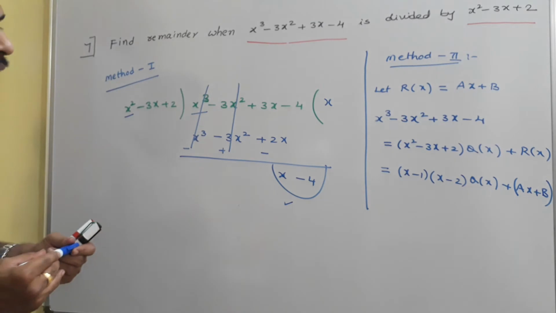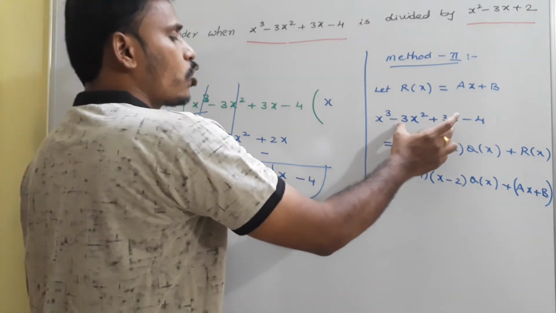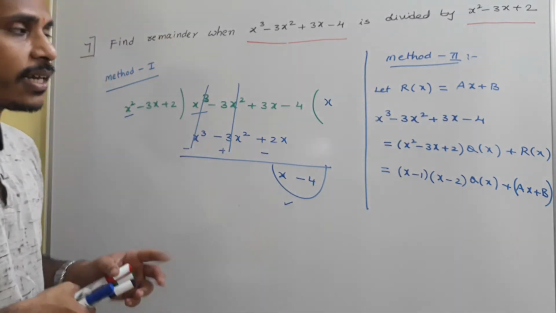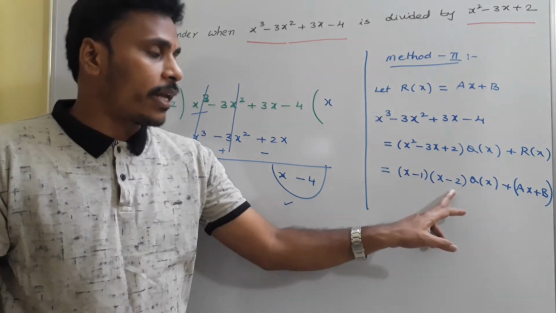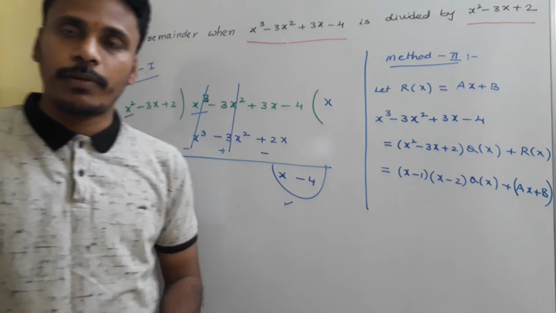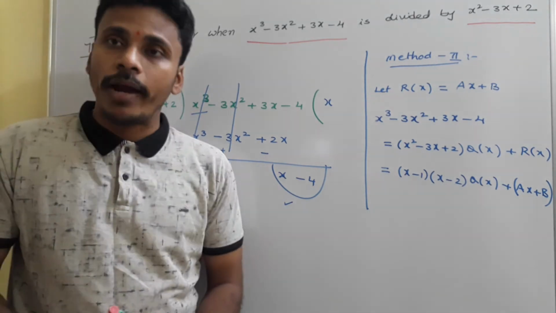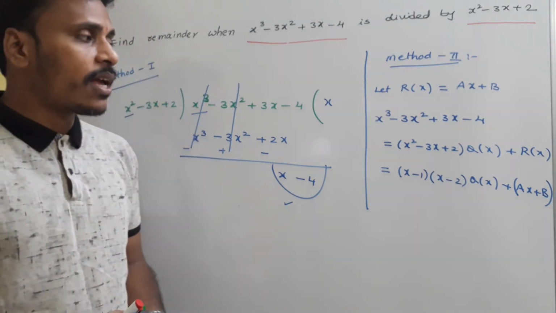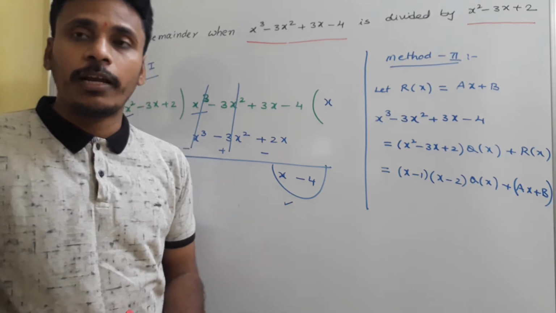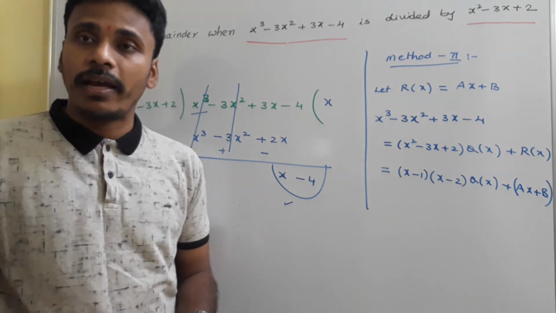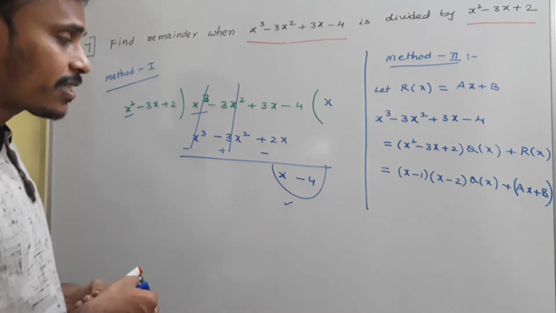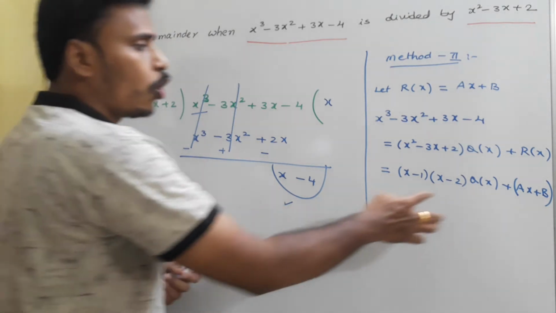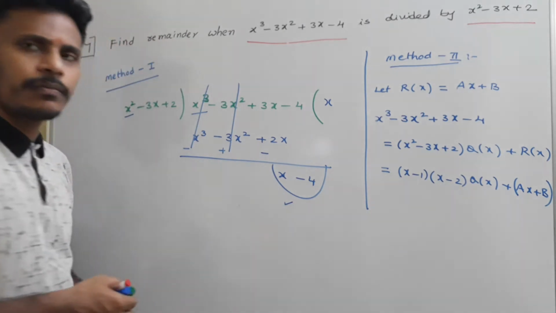Now at the end what I have, this dividend x cube minus 3x square plus 3x minus 4 is equal to x minus 1 into x minus 2 into q of x plus ax plus b. My target is to find the remainder. In the sense, I need to find the values of a and b so that I will conclude that my remainder is ax plus b. To find that, you don't know the quotient, right, you just eliminate it.